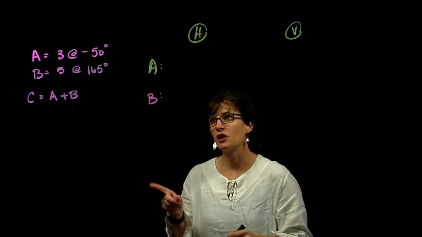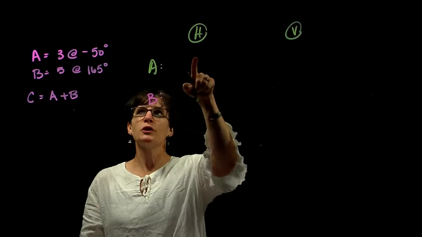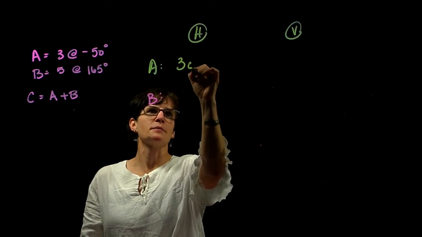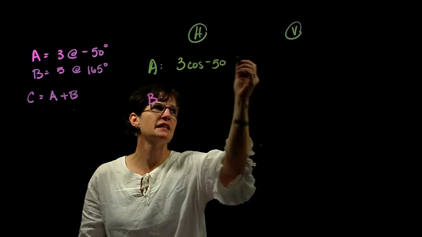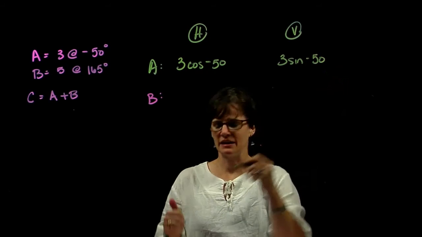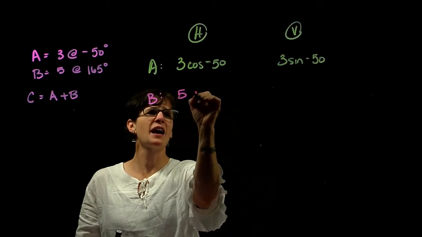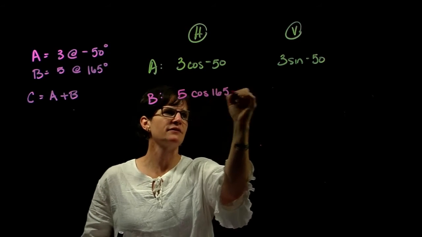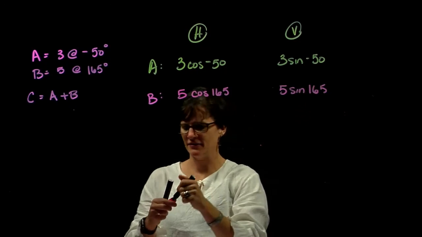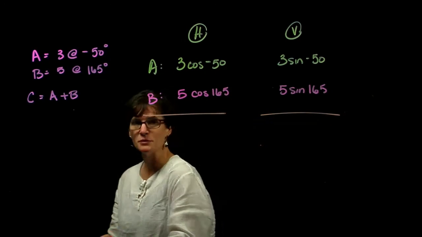Now, since we are given that angle with respect to the positive x-axis, we know that the horizontal component is just going to be the magnitude 3 times the cosine of negative 50, and the vertical component is 3 times the sine of negative 50. And for vector B, the horizontal component is 5 times the cosine of 165 and the vertical is 5 times the sine of 165. So if we're looking for vector C, we're going to sum those values up.